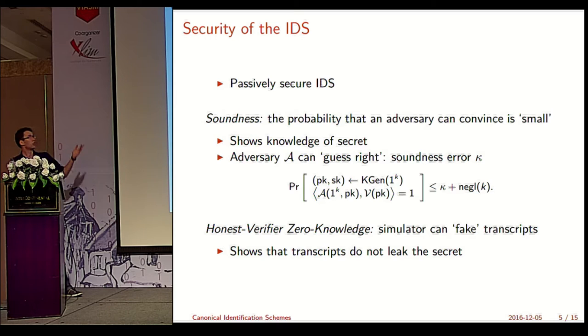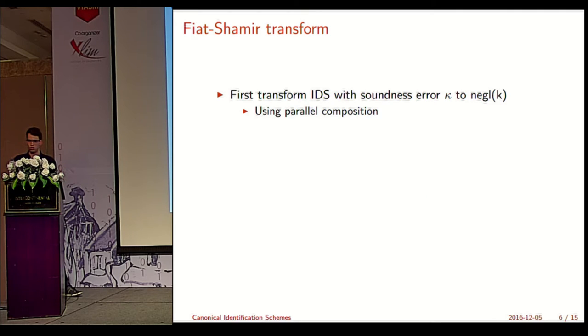So for soundness, there is some chance that the adversary can guess right. We define this with the soundness error kappa. This should be small enough so that it is negligible to some extent. But for one round of the IDS, this would typically be like a half or two thirds, something along those lines. But we'll come back to that.